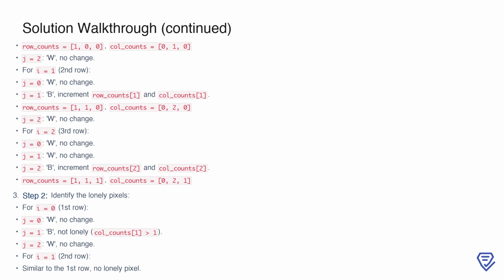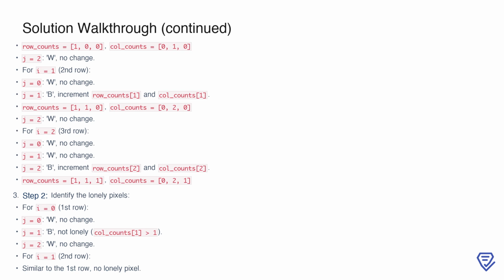Moving to the third row, i equals 2, we again iterate through the columns. At j equals 0 and j equals 1, both pixels are W, so no changes are made. At j equals 2, we find a B, so we increment row_counts[2] and col_counts[2]. This gives us final counts of row_counts equals [1, 1, 1], and col_counts equals [0, 2, 1]. With the counts established, we proceed to identify lonely pixels.